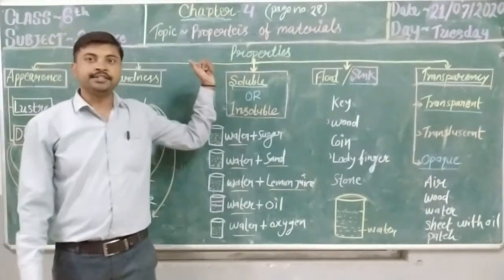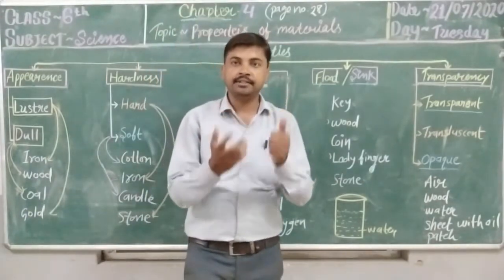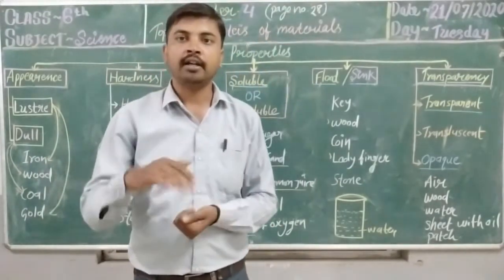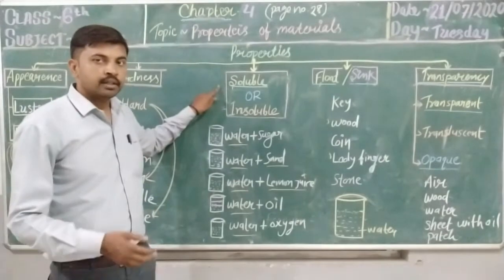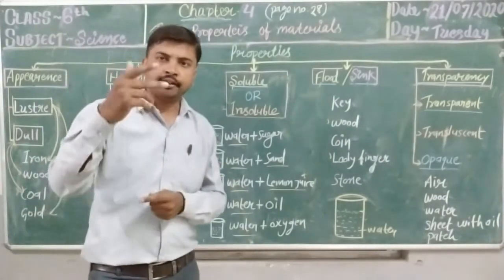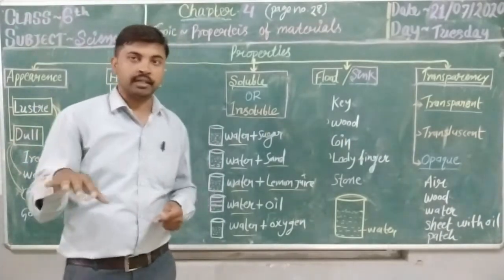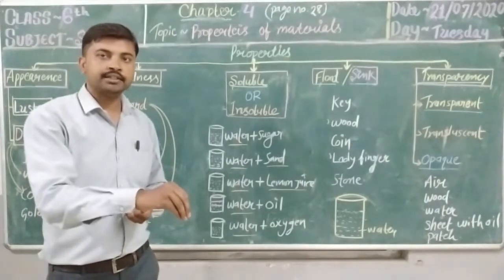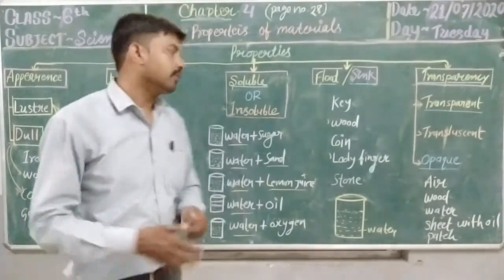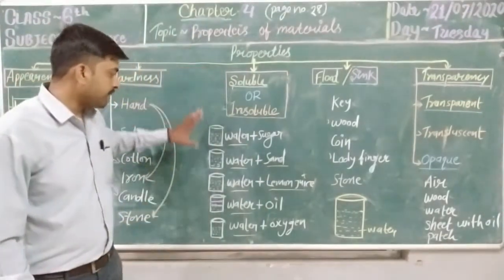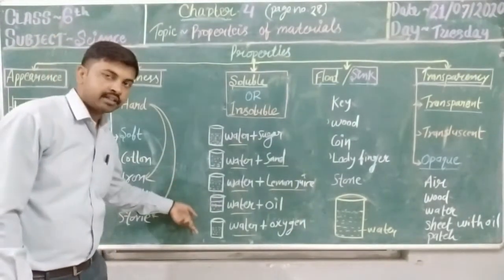The next property is solubility. Solubility means the property of a substance to dissolve into water or other substances. To understand the soluble property, substances are basically divided into two categories: soluble and insoluble. If the substance is dissolved into the water or other substance, it is soluble. If it is not dissolved, it is insoluble. Okay, I take some examples for it, and with an activity we can try to understand it.